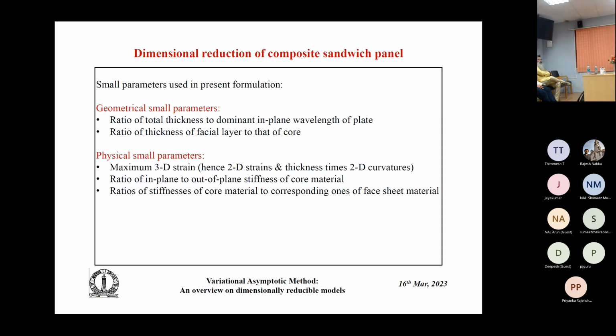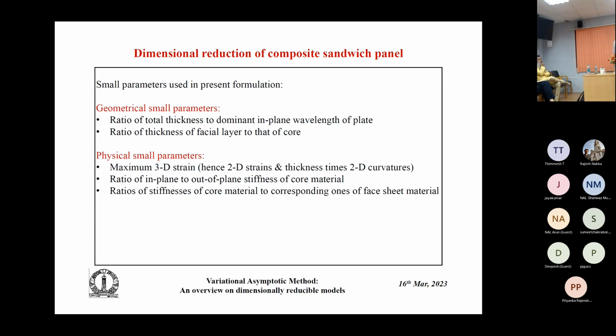So as I told earlier, the major aspects of the VAM are the identification as well as the estimation of orders of the small parameters. Specific to the sandwich, we are using two types of geometric small parameters. One is the ratio of thickness of the plate to the in-plane wavelength of the plate, and the other is the ratio of thickness of the face sheet to that of the core. So we have used two small parameters for the geometry, but generally for a plate-like structure, only the first one will be used.